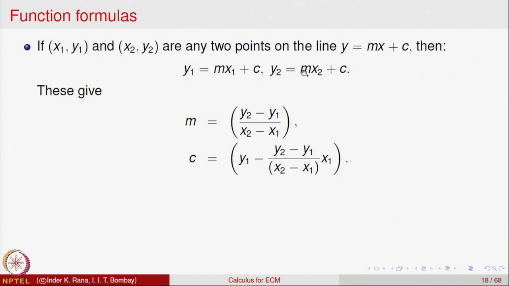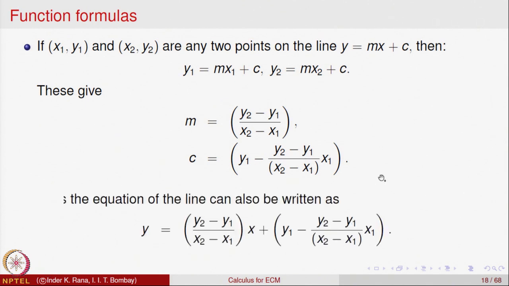From these two equations we can calculate the value of m and c. One way is we can subtract one equation from the other, so c will vanish and we can calculate the value of m, and put the value of m in any one of the equations and get the value of c. We leave it for you to simplify and see that if you calculate m, that comes out to be y2 minus y1 divided by x2 minus x1, and the value of c in terms of x1 y1 and x2 y2 comes out to be this.